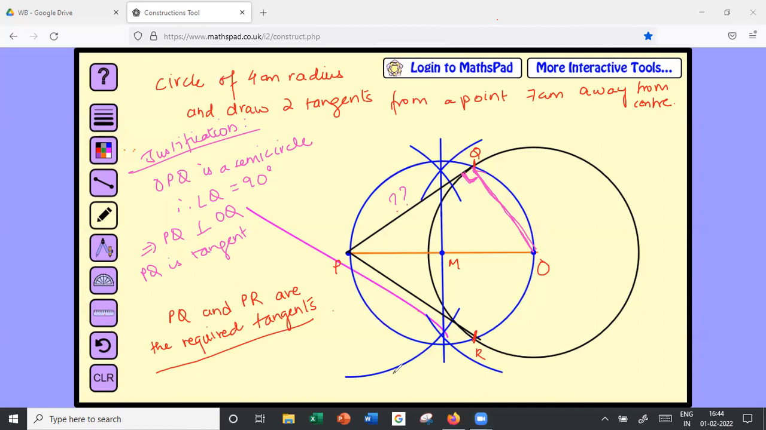Okay, same thing you can repeat for PR also. This is the reason why PQ is the tangent. You can write the same thing with respect to PR and say that PR is also a tangent. This is the justification. Cool. Let me know if you've copied it, then I'll write the steps here.